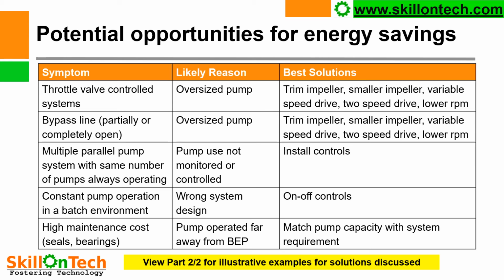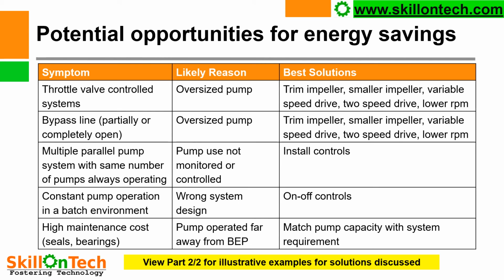So let us see the symptoms of your pump's operation. Throttle valve control system: it means your pump discharge valve is throttled. You have a lesser requirement of flow. So what may be the likely reason? Oversized pump. What are the best solutions? Trim impeller, a smaller impeller, variable speed drive, 2-speed drive or lower RPM. These are the solutions to save energy in case you are throttling a discharge valve of the pump.